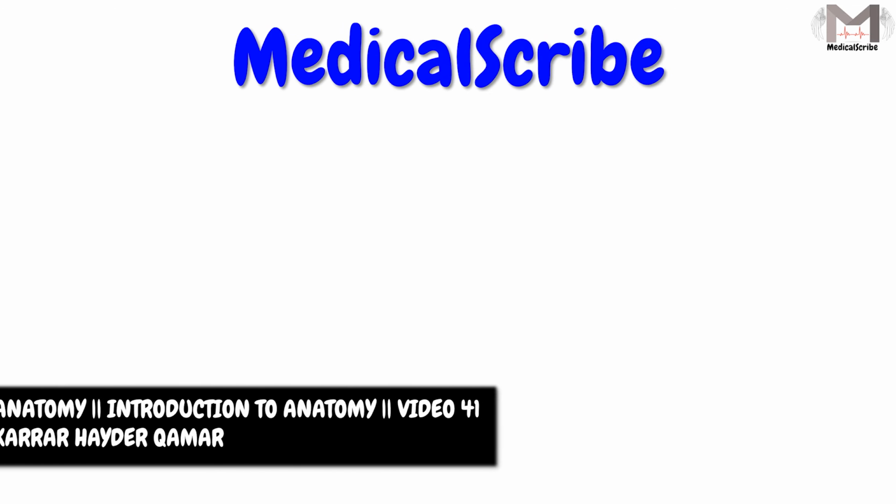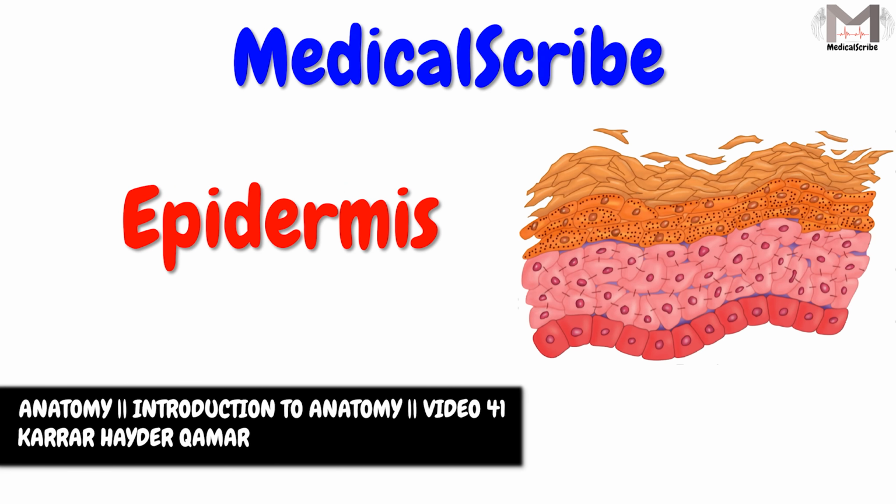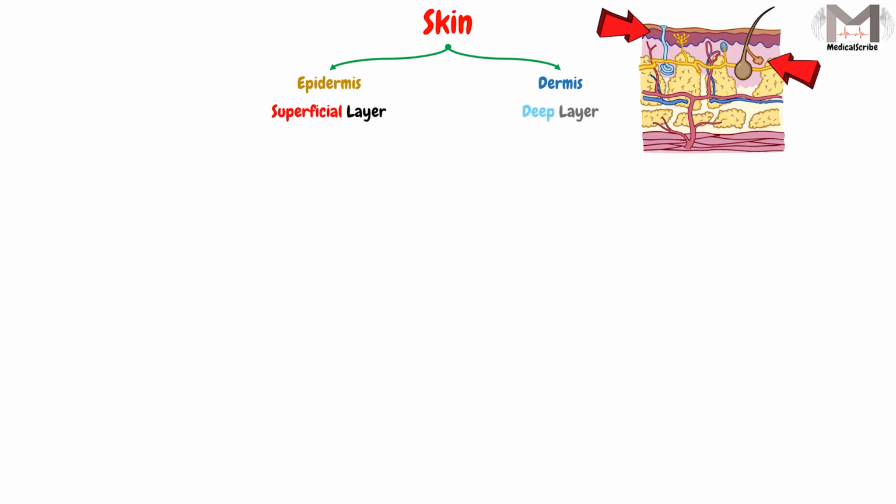In this video, we will talk about the epidermis from an anatomical point of view. In the previous video, we said that the skin is composed of two layers: the epidermis, which is the superficial layer, and the dermis, which is the deep layer that's found under the epidermis. And we will explain the epidermis today.